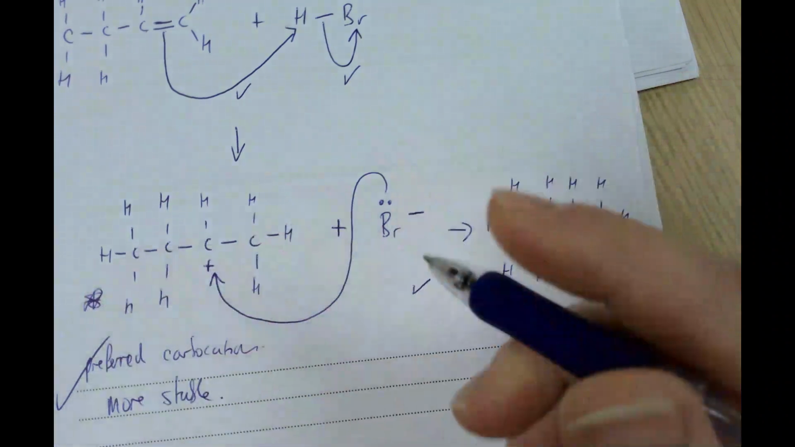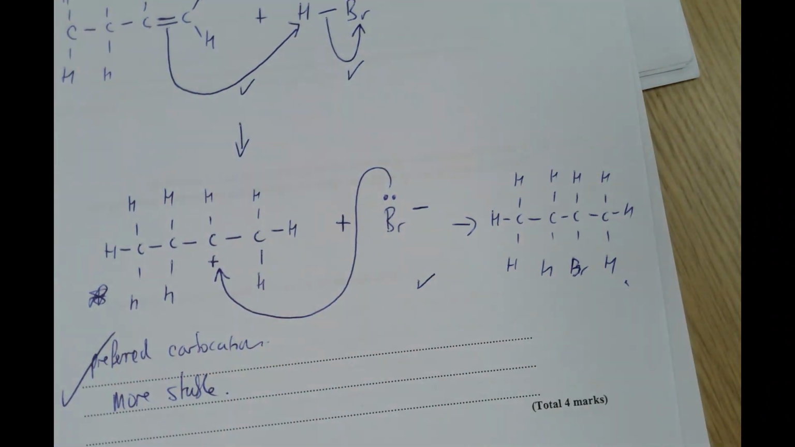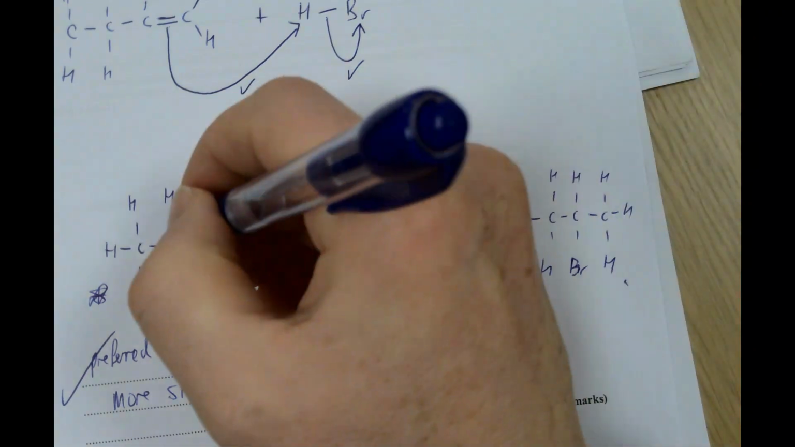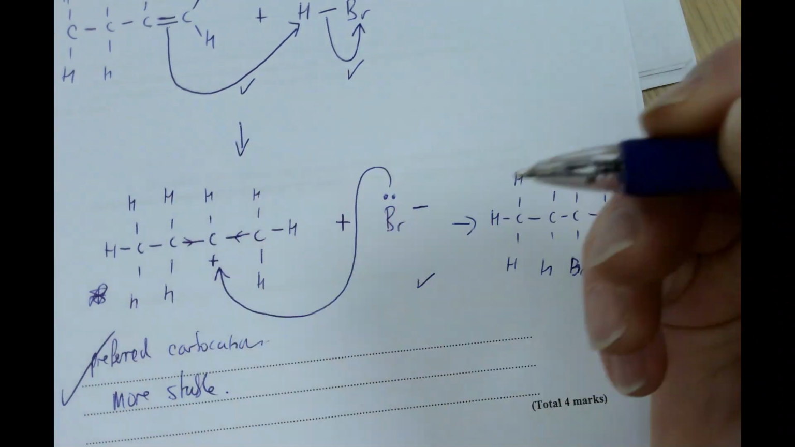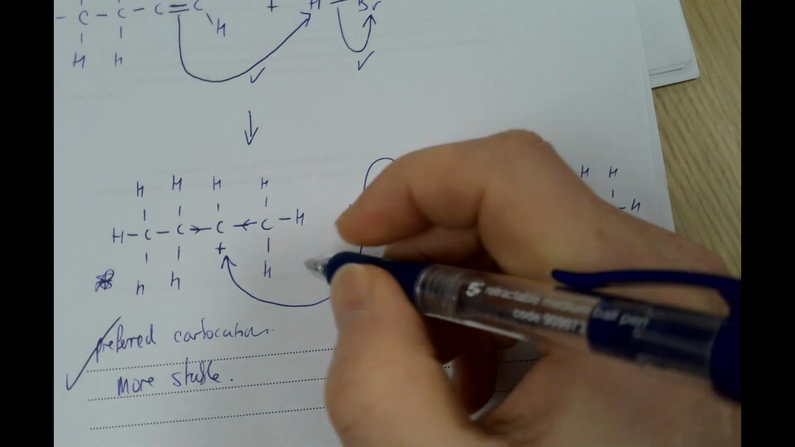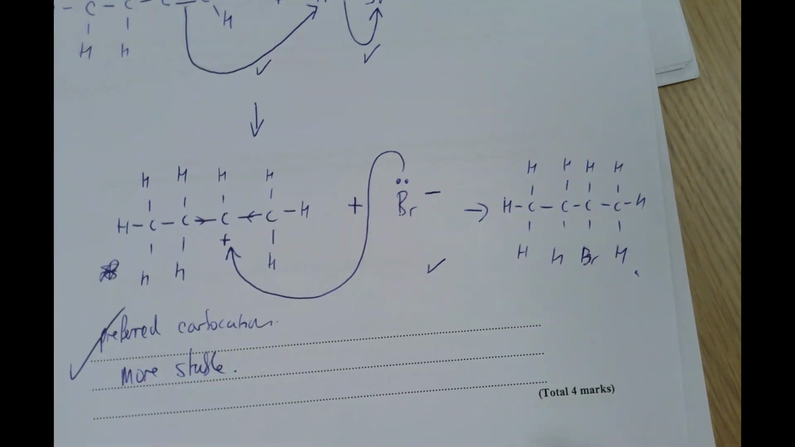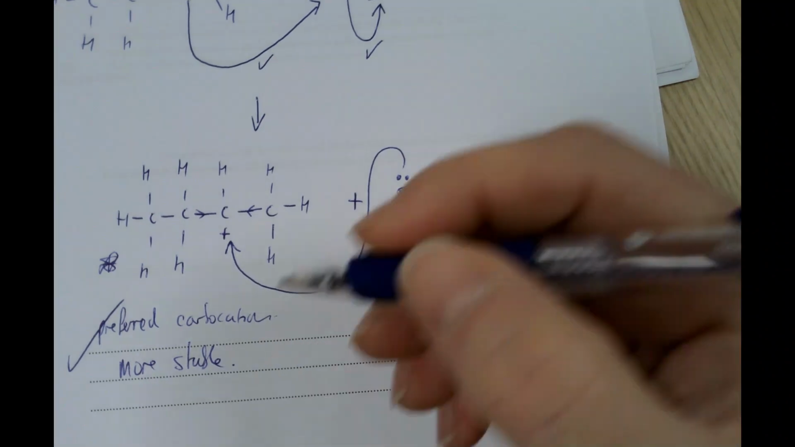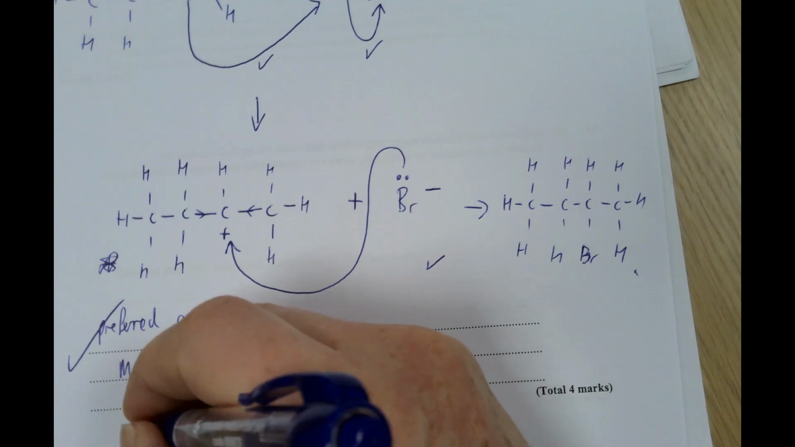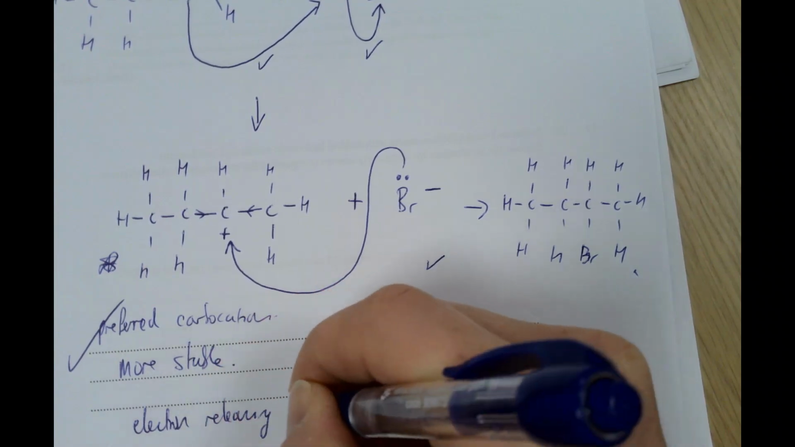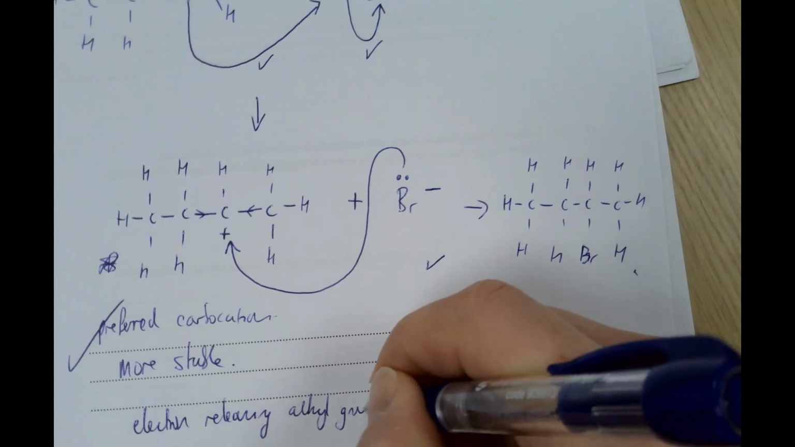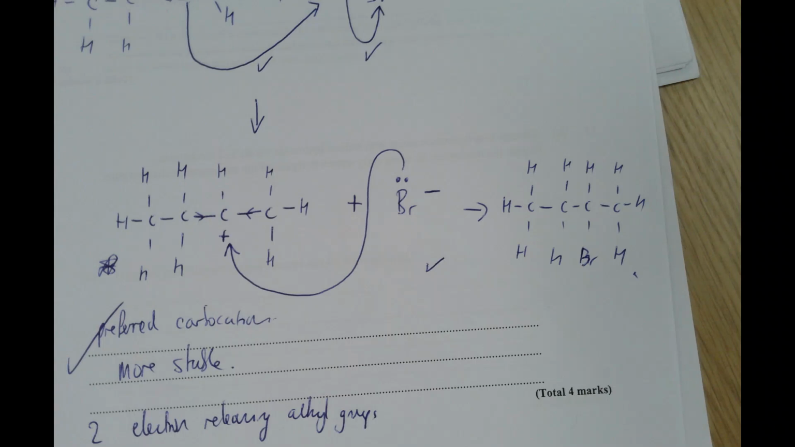and by alkyl groups I mean CH3s or C2H5s or any sort of carbon chain that's surrounding a carbocation, makes the carbocation more stable because they push electron density towards it. It's a kind of inductive effect, a through-bond effect. There's other reasons and other explanations for it. You don't need to know. All you need to know is that some electron density is pushed towards that carbocation, making that carbocation more stable. And so that's what the last mark is for, saying you've got electron-releasing alkyl groups, or 2 electron-releasing alkyl groups, making that more stable.